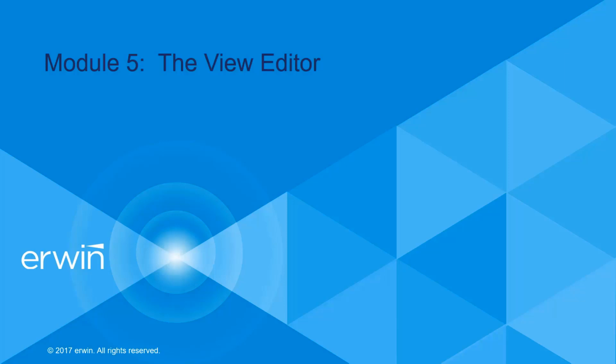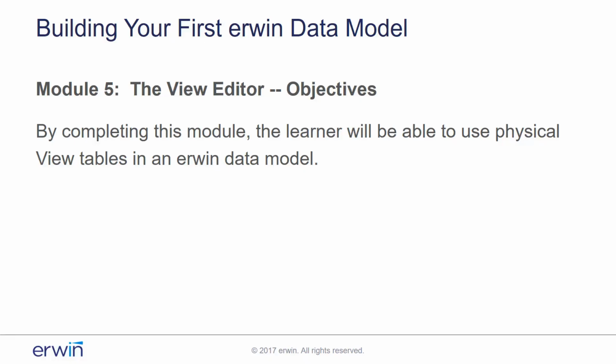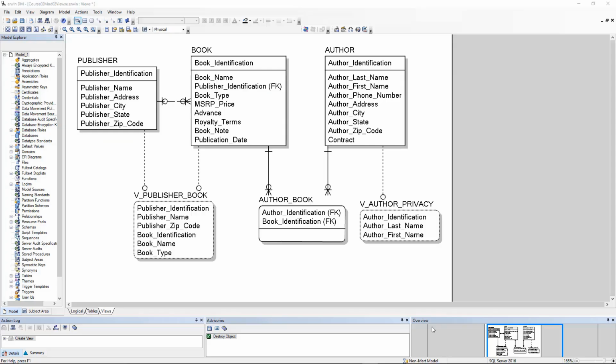In this module, let's take a look at the View Editor. Database views are important data model objects that we haven't seen before in Irwin Data Modeler. Following our approach for tables, columns, and relationships, we'll begin with on-screen creation of views. Then we'll dig into the guided editor for views. Let's take a look now at the View Editor.